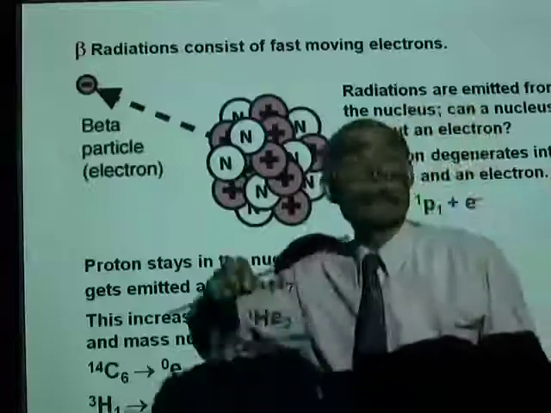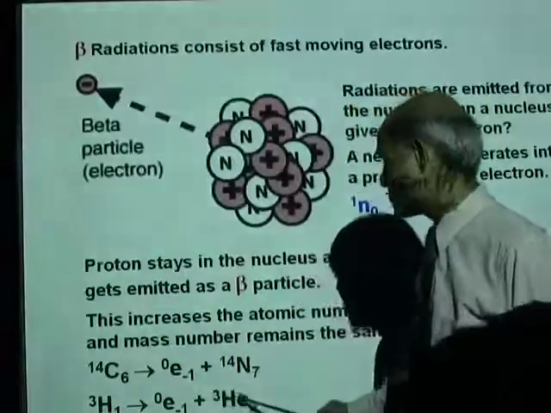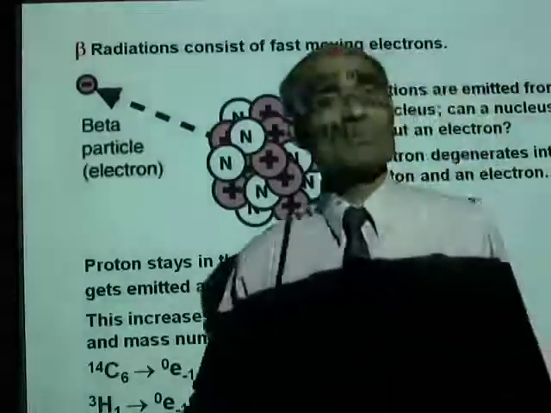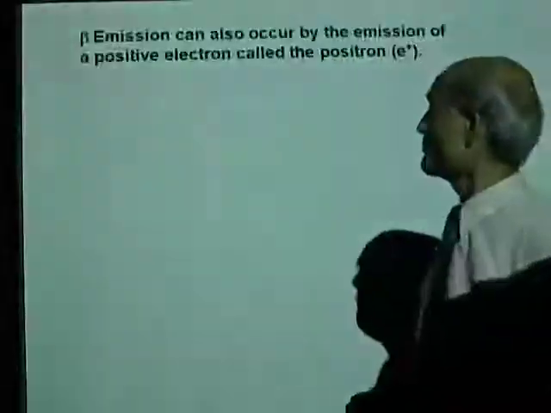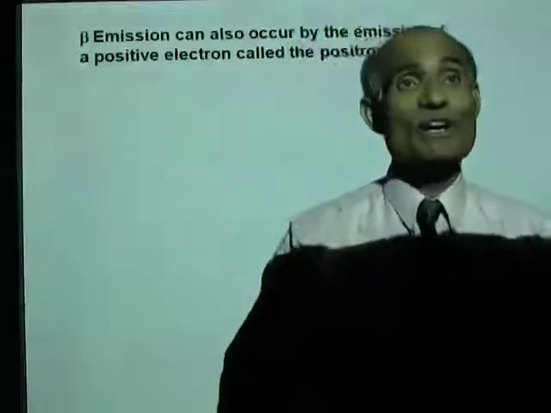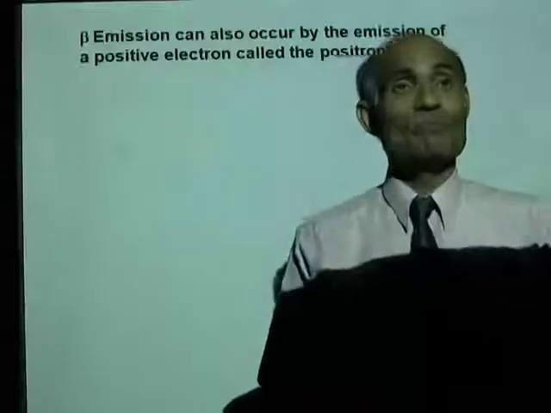of helium, the next higher element, He-2-3. Now, it's good to remember some of these examples and their importance. Now, beta emission can also occur in another form.